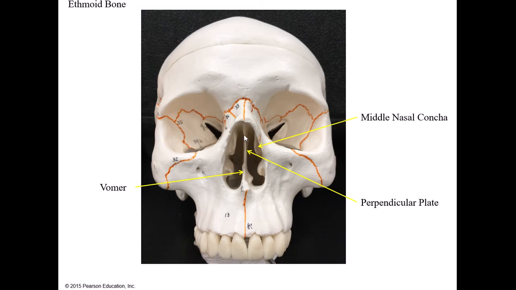So here's your perpendicular plate. Here's your middle nasal concha. Again, if we were able to look in there, we would see there's a superior also. We can't see that. This inferior nasal concha is a separate bone. This is a facial bone. We'll do that in the separate lab, as well as the vomer. But here we could actually see the entire nasal septum. Okay, so this is the perpendicular plate, and then the middle nasal concha.